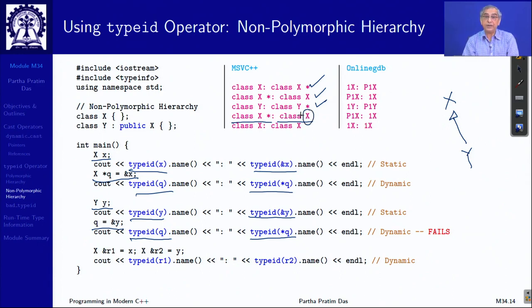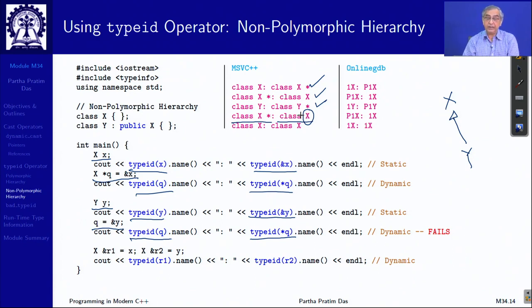This is because it is non-polymorphic, because as you know, if it is non-polymorphic, then the compiler has to decide everything based on the static type, right. So, star q has a static type which is class x. Earlier, when this was polymorphic, then I would have got y here because the runtime type is y, but this hierarchy is not polymorphic. So, I cannot get that.